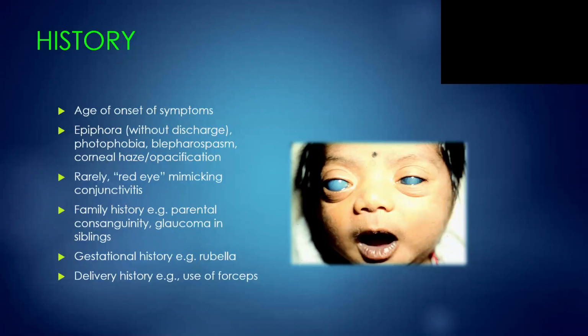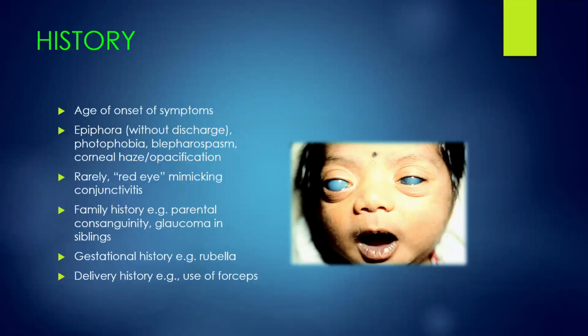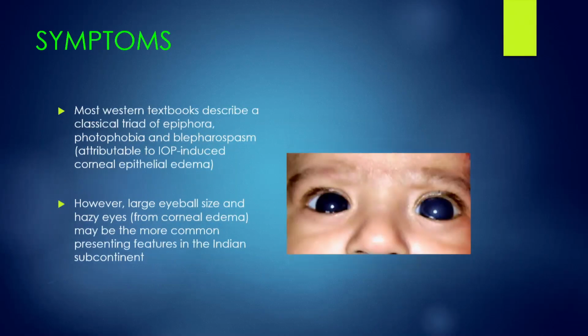So in the history, first of all, we have to document the age of onset of symptoms, the classical symptoms like epiphora, photophobia, and blepharospasm, as well as corneal haze and opacification. Rarely, PCG can present as a red eye mimicking conjunctivitis. We have to document family history like parental consanguinity, presence of glaucoma in the siblings, gestational history like rubella, and delivery history, for example use of forceps, because there can be signs which can mimic primary congenital glaucoma in these situations.